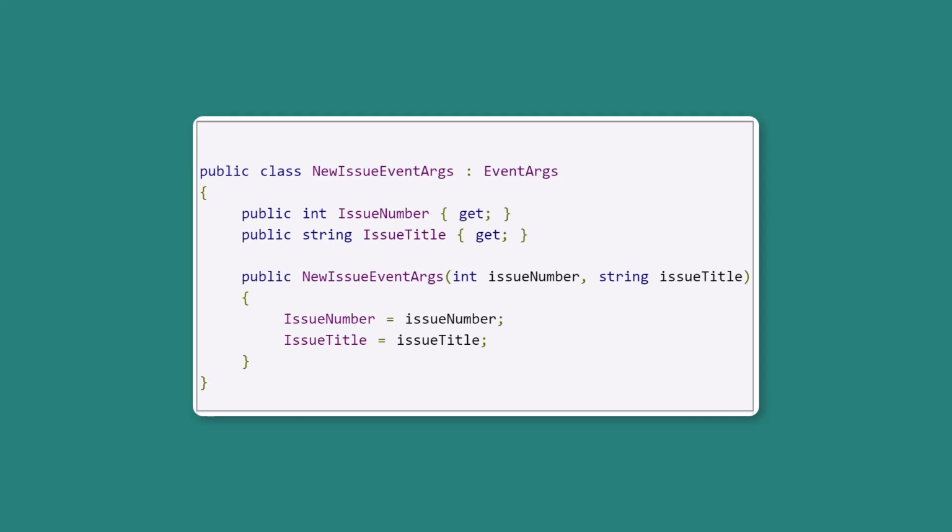If we break this down, the base class is the event args class, a predefined class in the .NET framework used as the base class for classes containing event data. So we'll use this event args class as a base class. The second one is the derived class, new issue event args, which inherits from event args and adds additional properties, that is the issue number and the issue title.